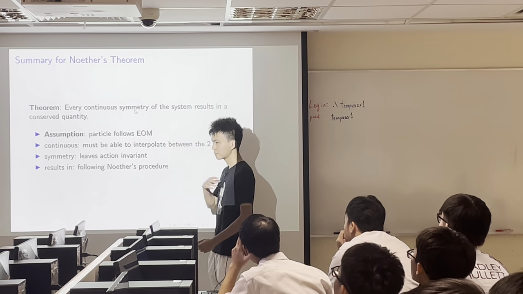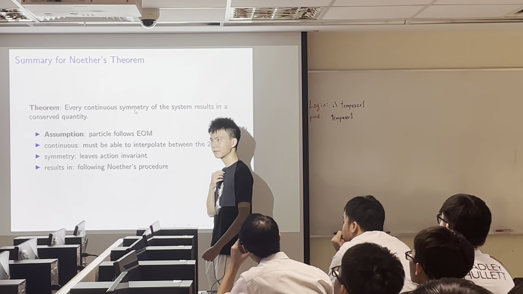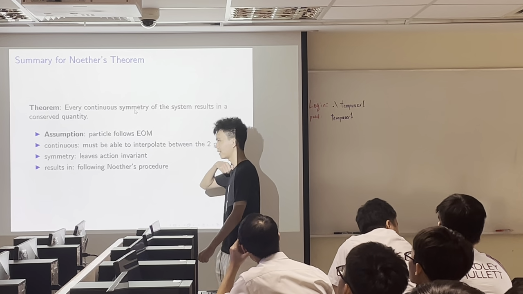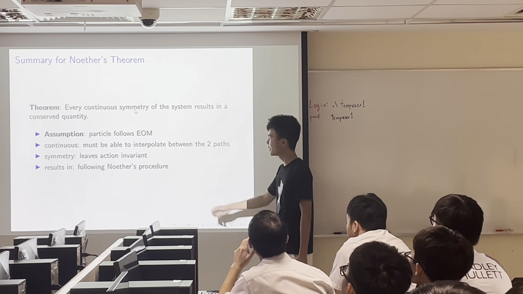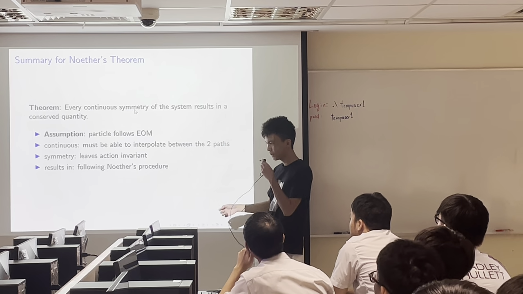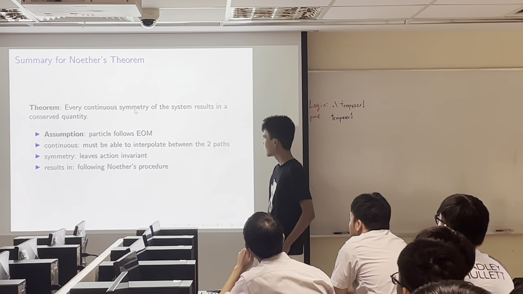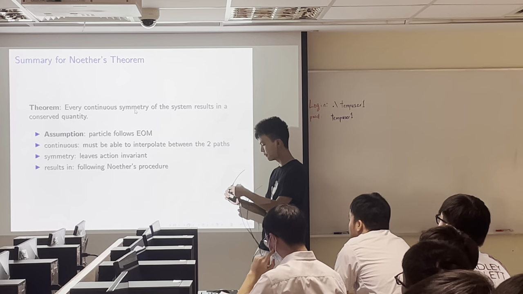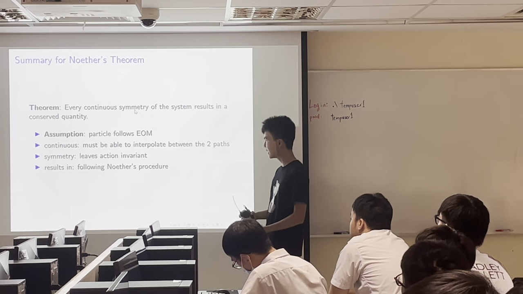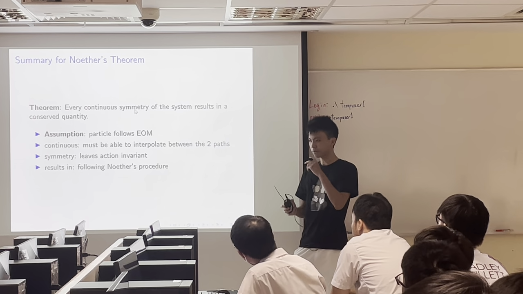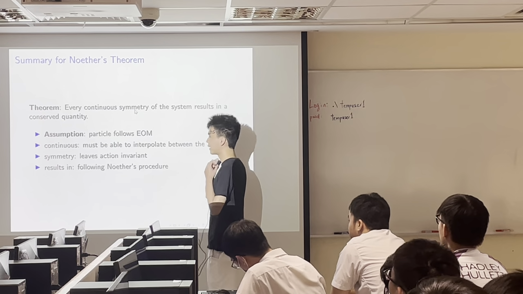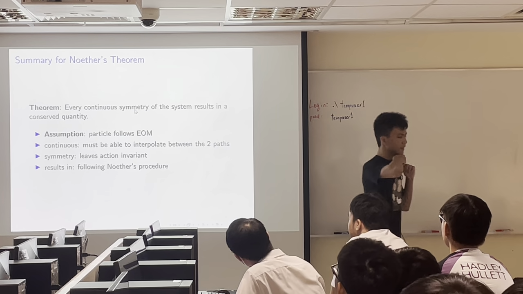is important because we must be able to interpolate between the two paths continuously. And then symmetry is important because we leave the action invariant. So the symmetry is important. I won't repeat what I just said.